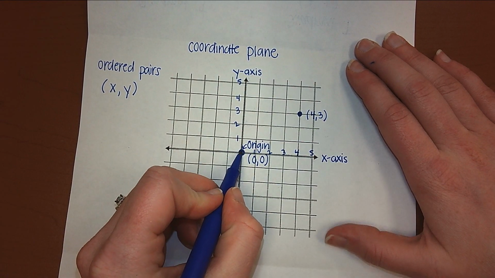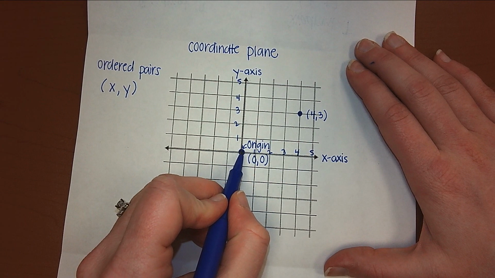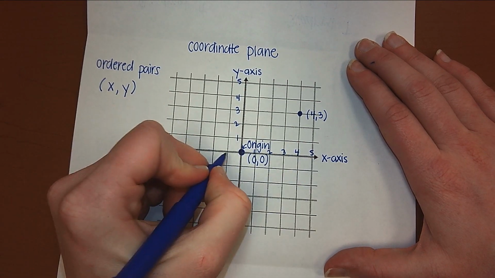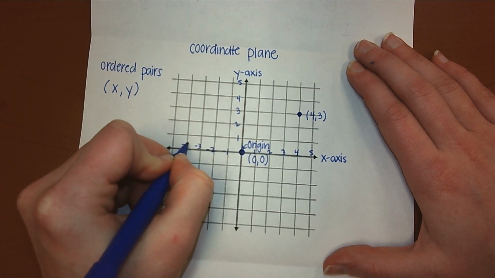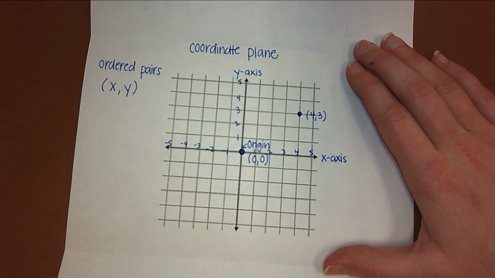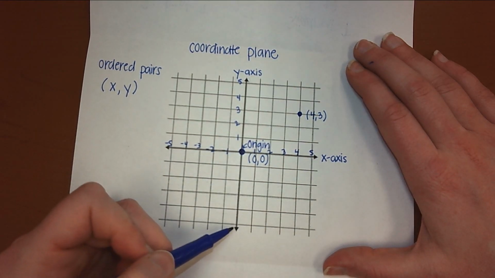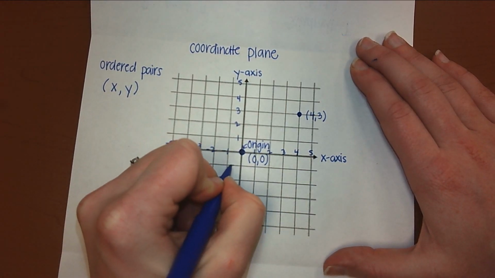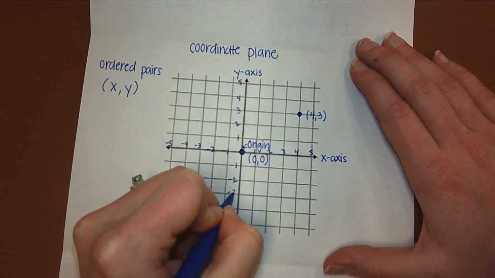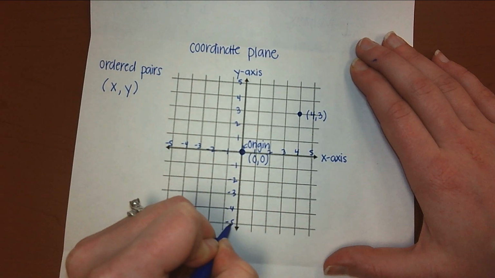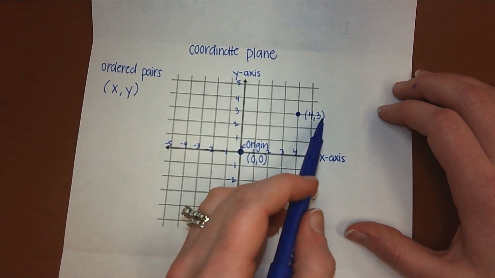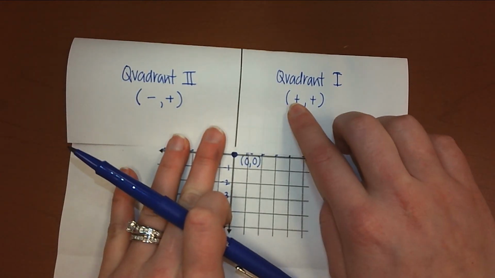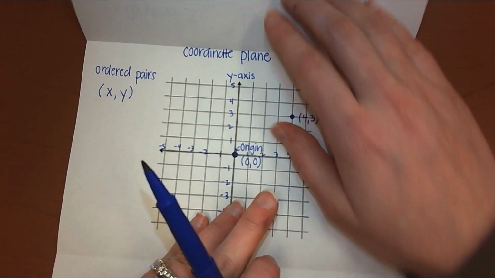Now, from the origin on our x-axis, I said when we go right, it was positive. When we go left, it's negative. So this is negative 1, negative 2, negative 3, negative 4, and negative 5. And as I go down from my origin, my y values go negative. So negative 1, negative 2, negative 3, negative 4, and negative 5. And so now you can see that this ordered pair was 2 positive numbers, which is why we wrote positive, positive next to quadrant 1.